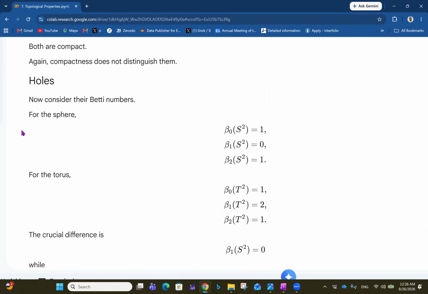Now consider their Betti numbers. For the sphere, beta naught of S2 is 1, beta 1 of S2 is 0, beta 2 of S2 is 1. For the torus, beta naught of T2 is 1, still similar. Beta 1 of T2 is 2, now different. Beta 2 of T2 is 1. So beta naught and beta 2 are the same, except beta 1 of S2 and beta 1 of T2 are different. That's a crucial one.